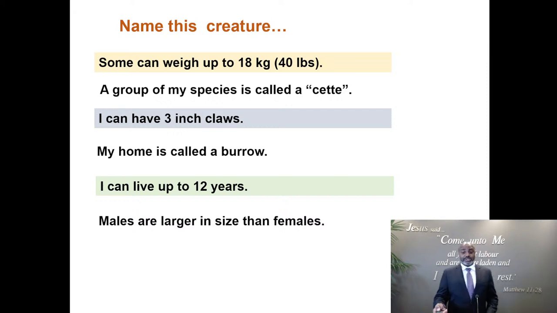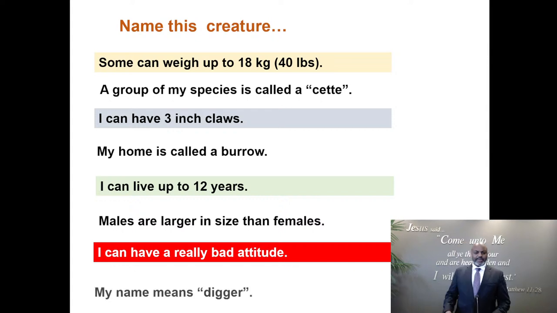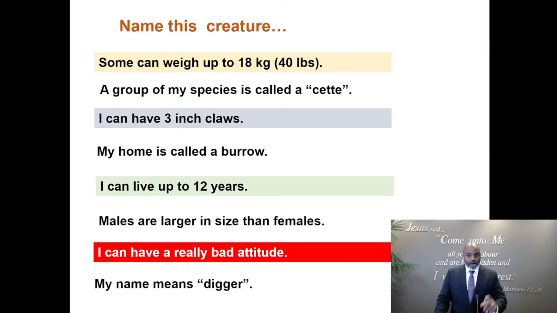Number seven, I can have a really bad attitude. Oh, really? I hope that's not you. Only this creature. I hope that's not you. But this creature can have a really bad attitude. And I'm going to tell you about it shortly. Okay, final clue. Here it is. My name means digger. Is that a good enough clue?